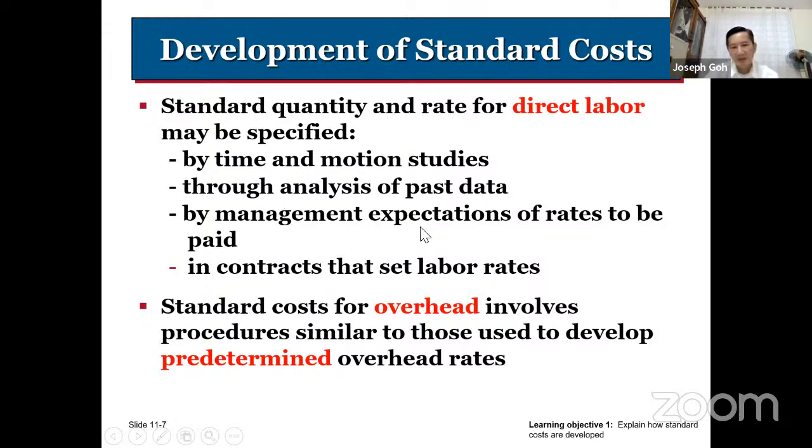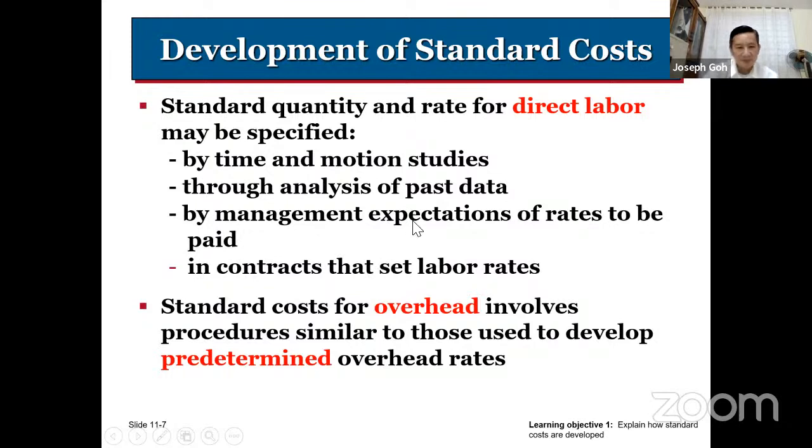By management expectations of rates to be paid, it means that the management is the one who also sets how much the pay rate is for each labor. This is very true. Before we join a company, the management will tell you, look, this is our offer pay to you. Whether you like to take it or not, if you are okay, then we will give you the offer letter for you to join our company. So that's what the management feels should be the rate we are going to pay for this product.